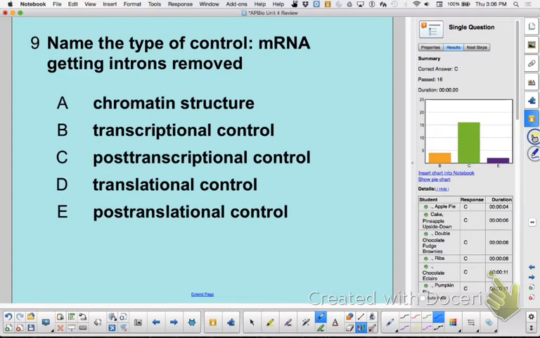So it's talking about getting the introns removed. What are you removing the introns from? DNA. Really? RNA. Okay, you're cutting out the introns before it leaves the nucleus. Who's leaving the nucleus? RNA, mRNA. So your mRNA is already made. You're not translating it yet. You're not on a ribosome. You're not building a protein. This is the processing that comes after transcription. Hence the name post-transcriptional control.